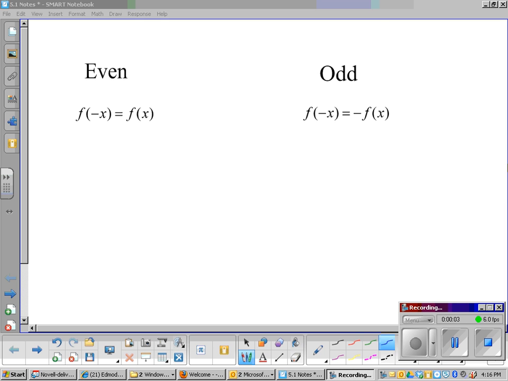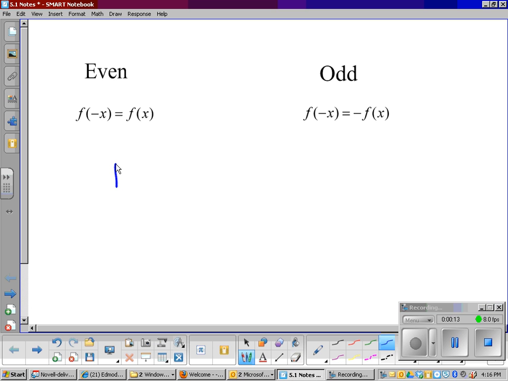Last semester in college algebra, we talked about even and odd functions, both in terms of their algebraic definitions, which you see here, and also in terms of graphical characteristics that they have. If I look at the graph of an even function, and probably the most familiar one is y equals x squared, this parabola, you can see the symmetry across the y-axis.